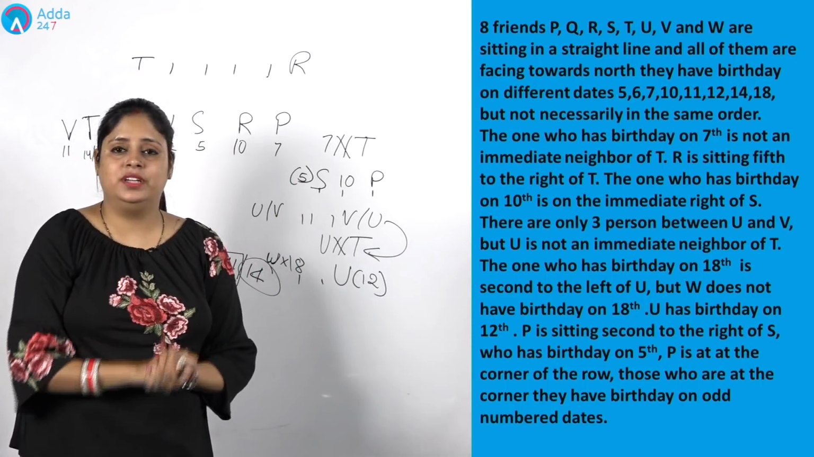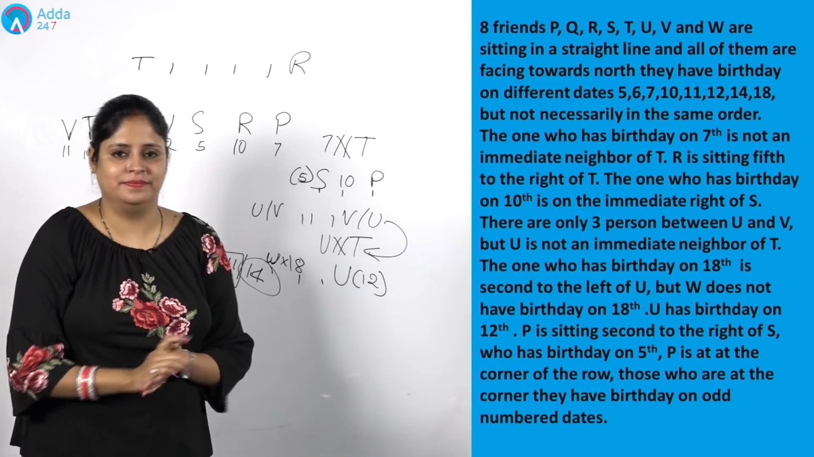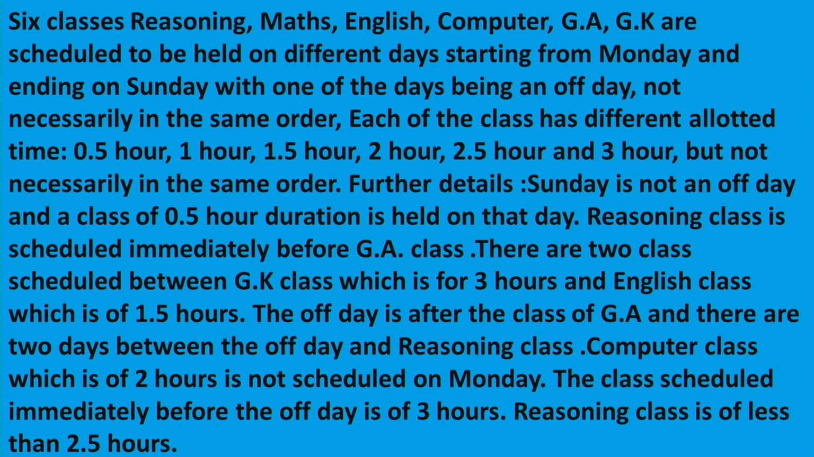Okay. So let's initiate with our puzzle. Let's see the first slide itself. So here is our first slide. It is giving you some sort of description, and it says there are total 6 classes, and the 6 classes are of reasoning, maths, English, computer, GA, and GK. Okay, so there are total 6 classes. They are scheduled to be held on different days, but there is one more condition, and it says starting from Monday and ending on Sunday.